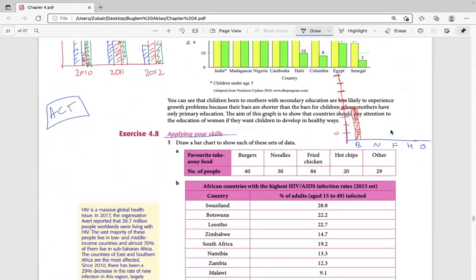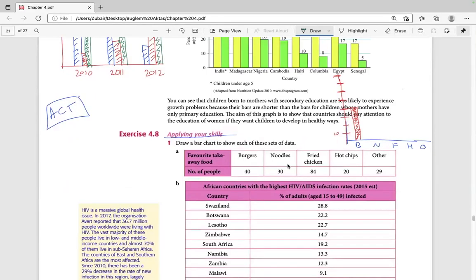Okay, so burgers are at 40 and then noodles at 30. We make sure that the width is the same, and this is 10, 20, 30, 40 and so on. Fried chicken is 84: 10, 20, 30, 40, 50, 60, 70, 80. That's 80, so a little higher than that is 84. Then hot chips at 20 and others are at 29, a little before 30. Any confusion in understanding this?